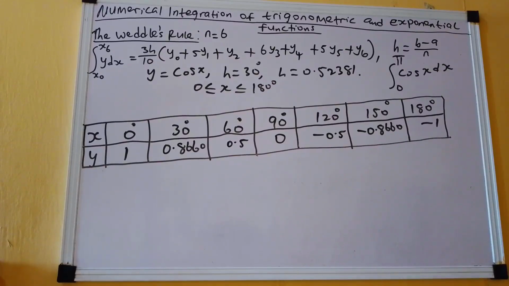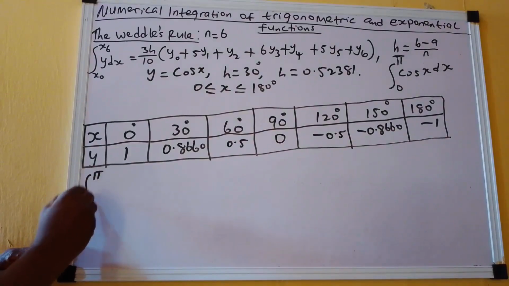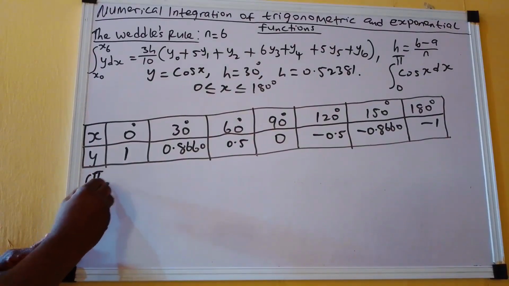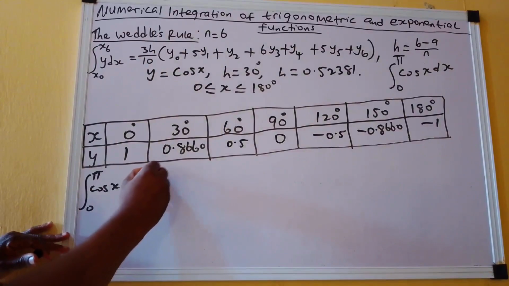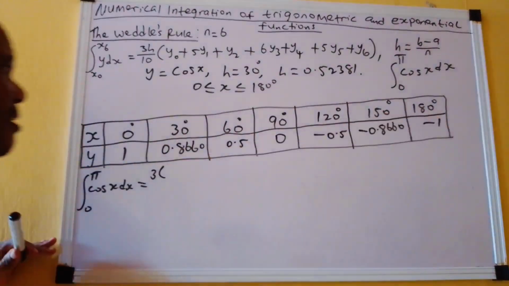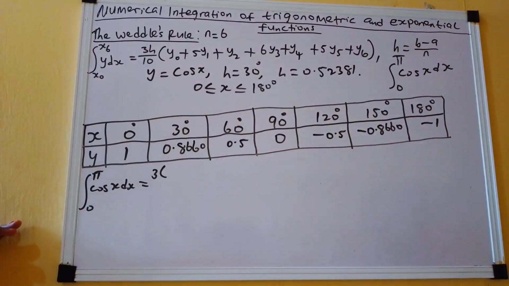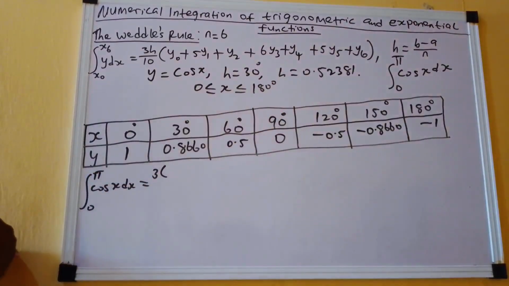So permit me to go ahead to use Weddle's formula or Weddle's rule to carry out this integration using this table. We have been able to create the table. So the integral from 0 to pi of cos x dx will now be equal to 3h. Now we are not using the h in degrees. We used the h in degrees to get the values for y and x. Now this h here is in radian. That's why we are getting a different value for h in radian.